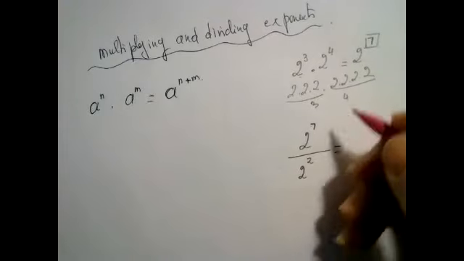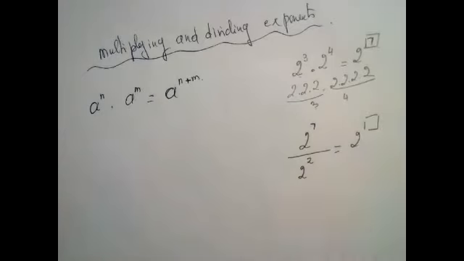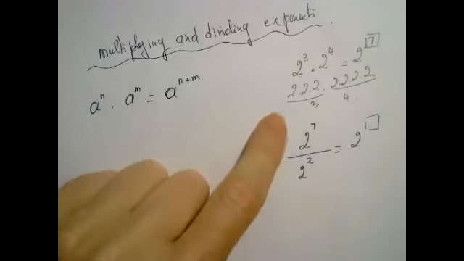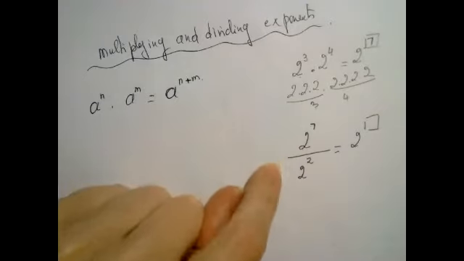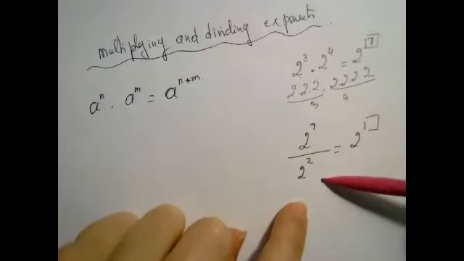Okay. I want you to do it along the same line. You get 2 to which power? 5. Do you agree with Jessica? Because again, if you ever forget, try to make sense out of it. I have 7 2s. I divide them by 2 2s.